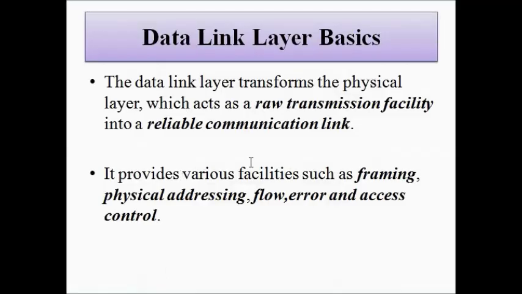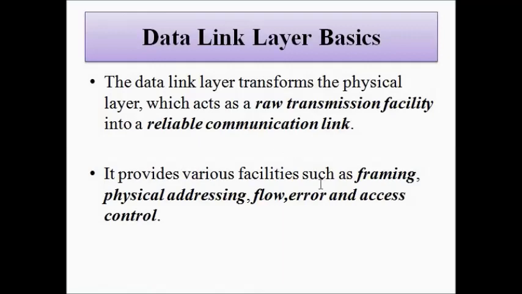So the data link layer transforms the physical layer, which deals with the characteristics, the mechanical and electrical specifications of the transmission, the physical transmission medium, which can be either a wired or wireless form, whether it be a cable, optical fiber, coaxial cable, a twisted pair cable, or copper cable. It transforms it into a reliable communication link.